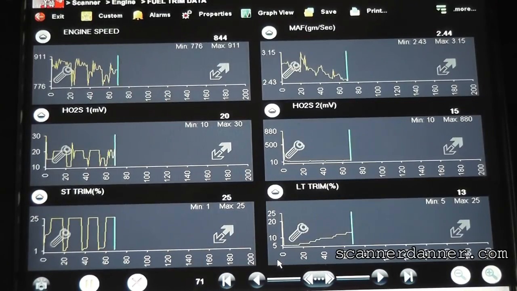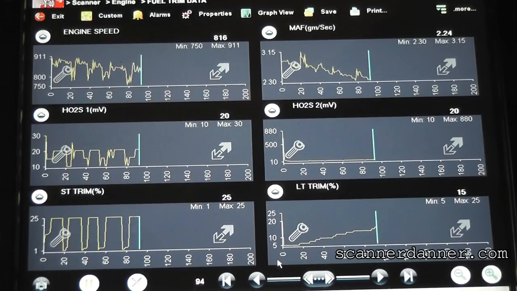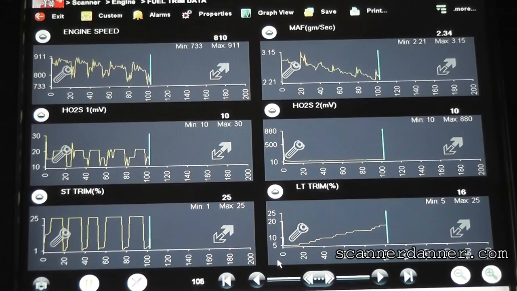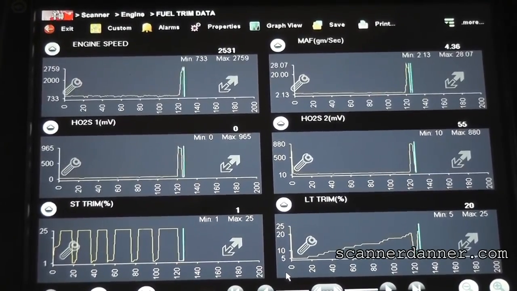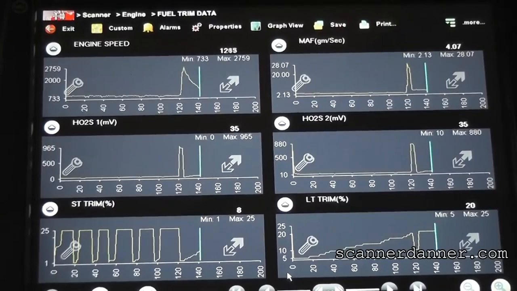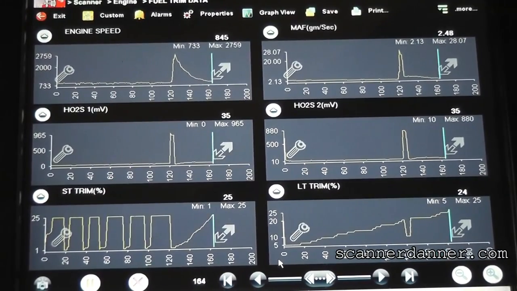And this is with our mass airflow sensor plugged back in. Can you do a quick snap throttle for me to update these scales? All right, that's good. You see our lean condition is back.